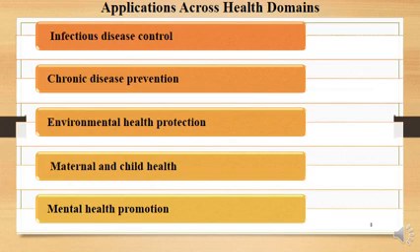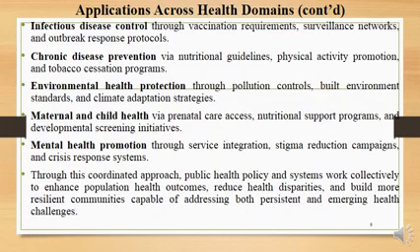Application across health domains. Public health policy and systems can be applied to infectious disease control, chronic disease prevention, environmental health protection, maternal and child health, and mental health promotion. Infectious disease control is achieved through vaccination requirements, surveillance networks and outbreak response protocols, while application to chronic disease prevention is via national guidelines, physical activity promotion and tobacco cessation programs.